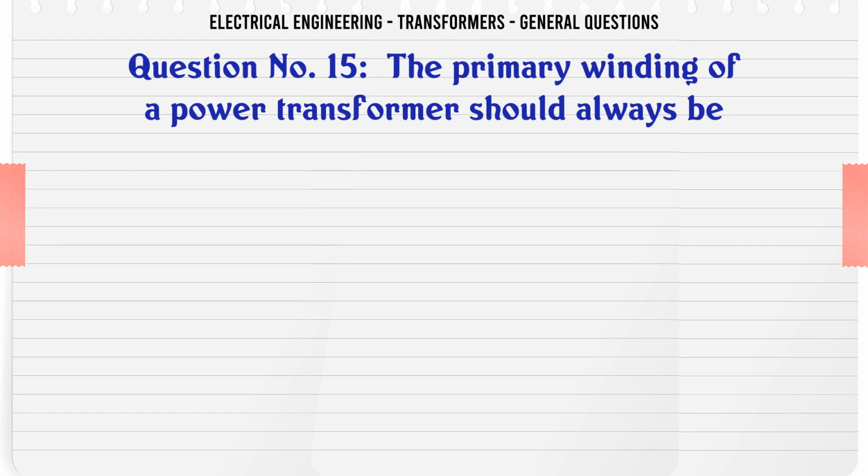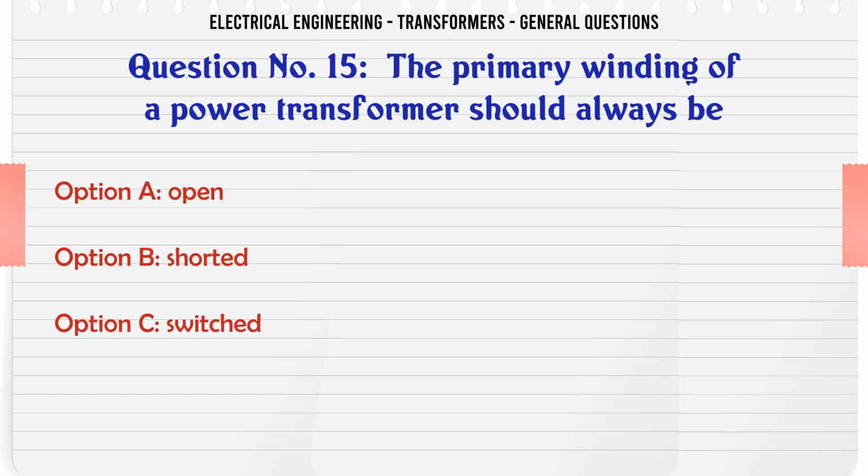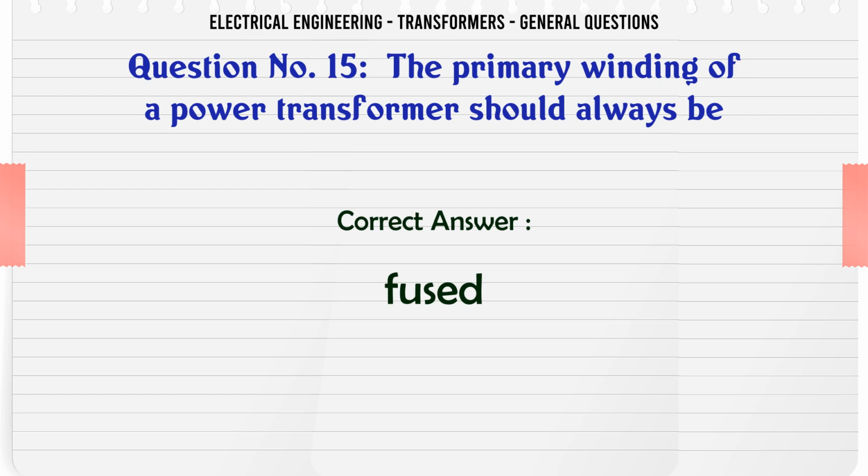The primary winding of a power transformer should always be A. open, B. shorted, C. switched, D. fused. The correct answer is fused.